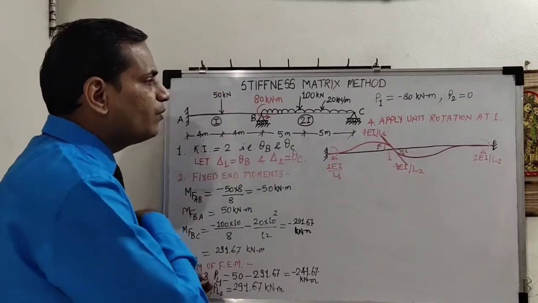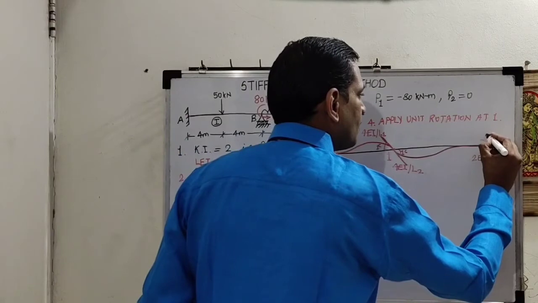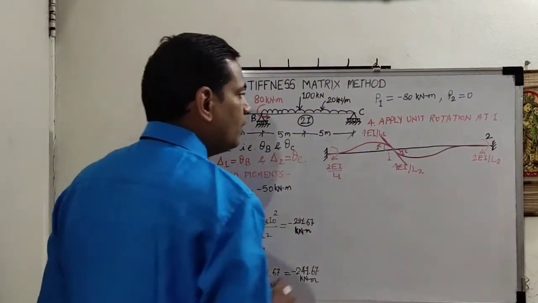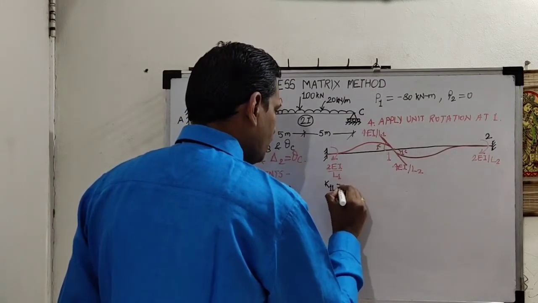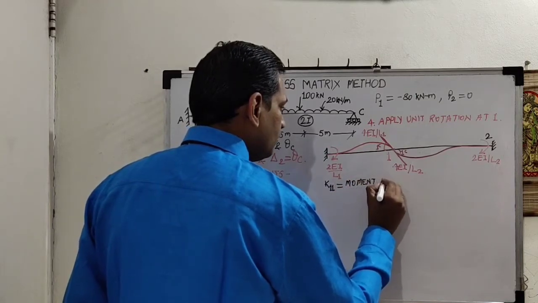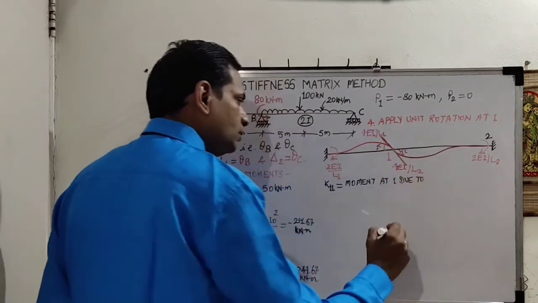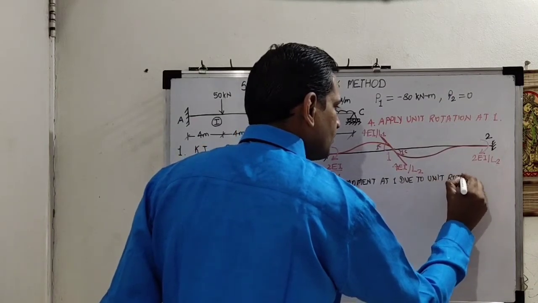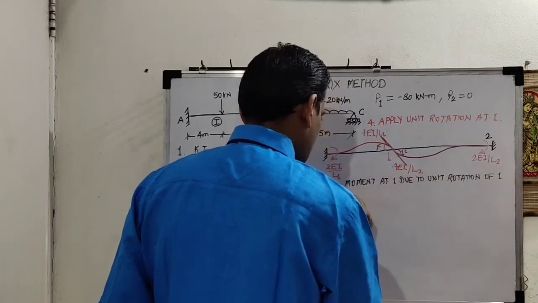And location 2 is on fixed end C. So let us show it also. And now find or calculate stiffness values. 1 will be on location 1, so K11. So what will be K11? Moment at 1 due to unit rotation of 1. So what is that?